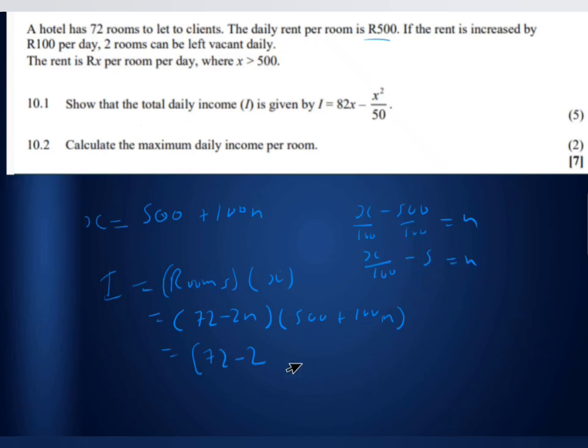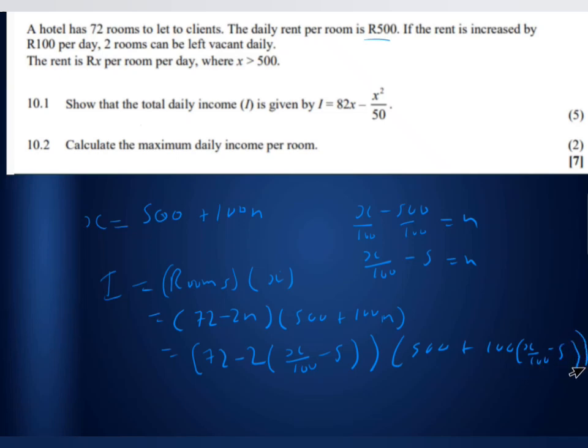So that is N. So now let's substitute. Even if you write it in the original form, you should get the answer. I just do it in this form because I feel like it's going to be quicker. So this is going to be X over 100 minus 5. So that's what we have, right? So here we're going to have 500 plus 100 times X over 100 minus 5.